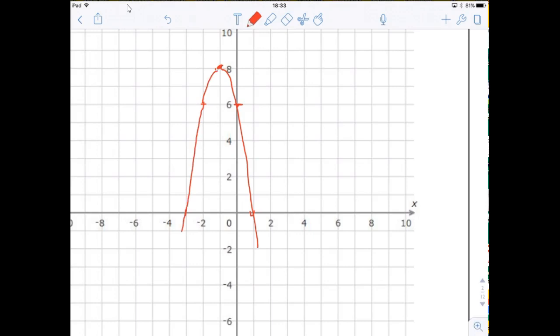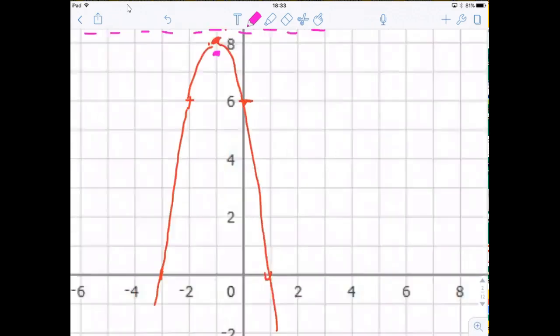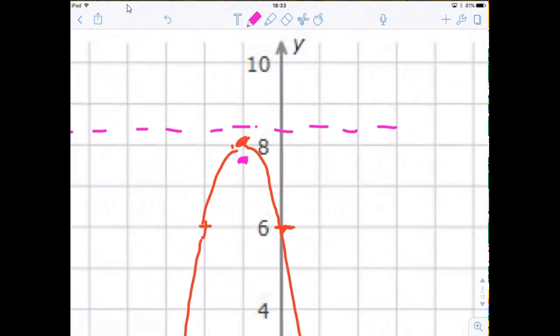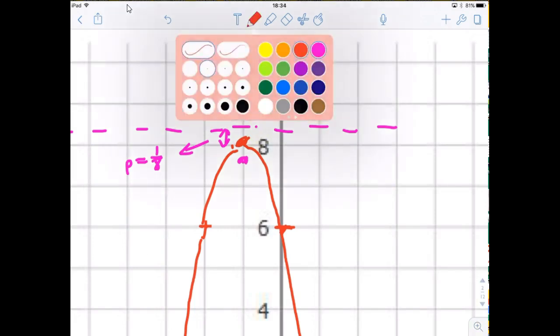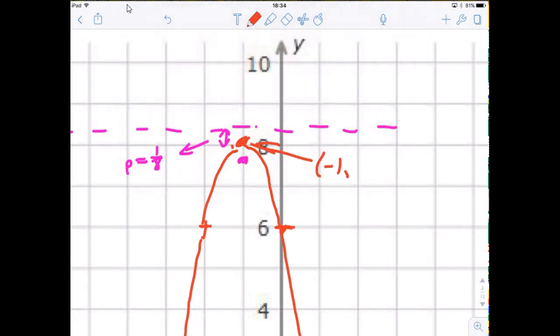Next, we're going to mark the directrix and the focus. Remember, the directrix and the focus sit close to the vertex on either side of the vertex. Basically, they're separated from the vertex by a very small distance, and in this case, the small distance happens to be p = 1/8. If I was to ask how far it is from here to here, I would say that the distance is p = 1/8. And I know that my vertex coordinate is -1, 8.